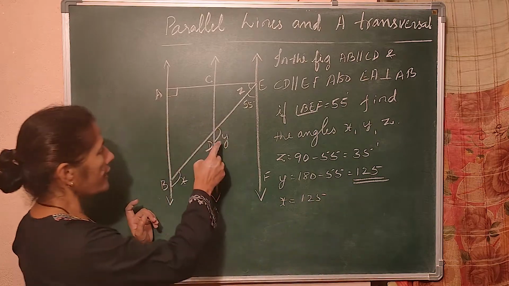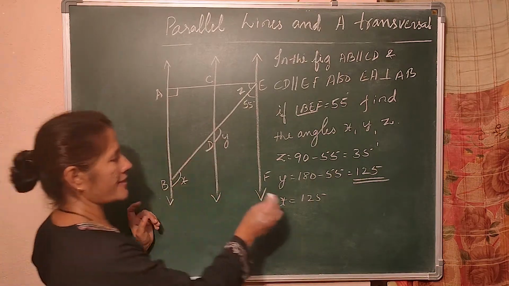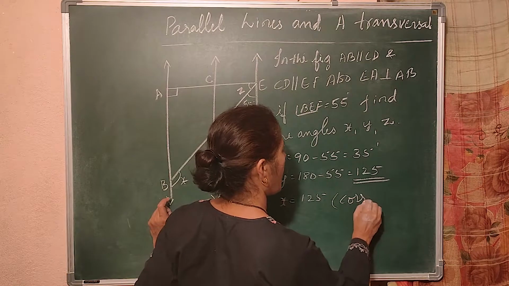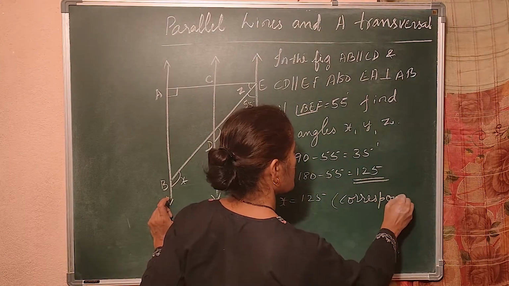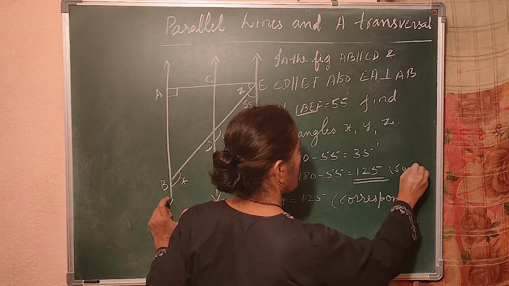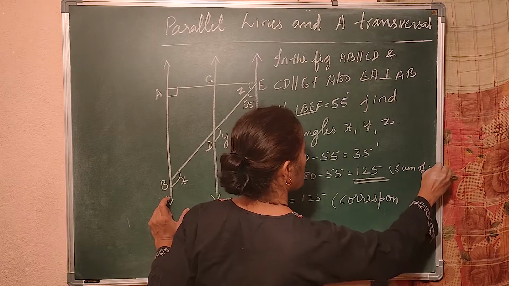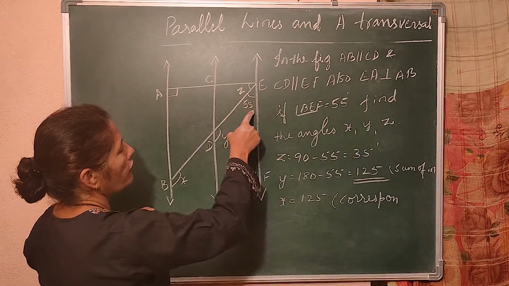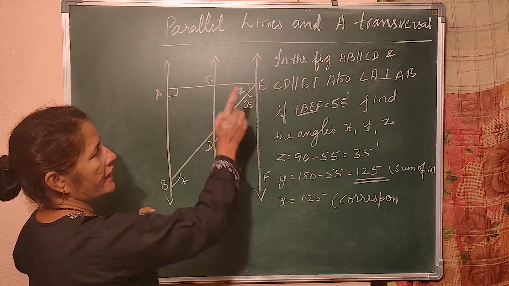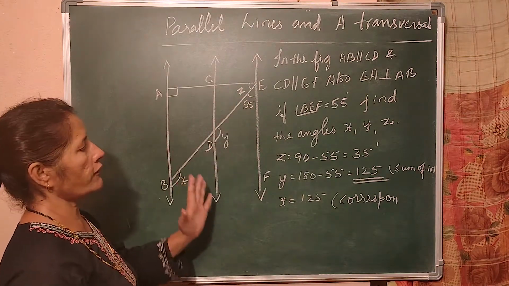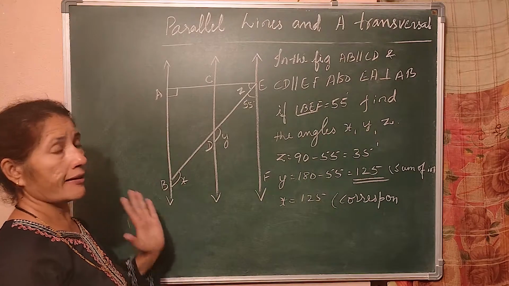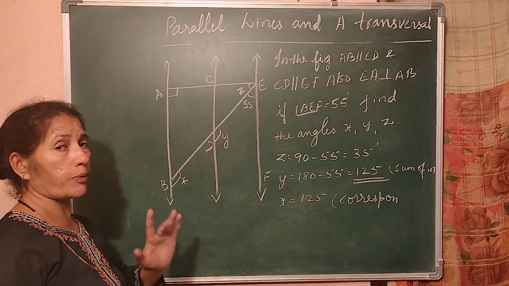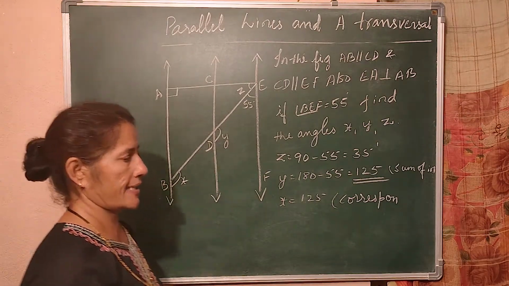Why? Corresponding angles. This is the sum of interior angles. So this is 90, so this is also 90. 55 plus 40 is 90, 25. So we found out X, Y, Z. So, let us move on to some of the problems in the exercise.